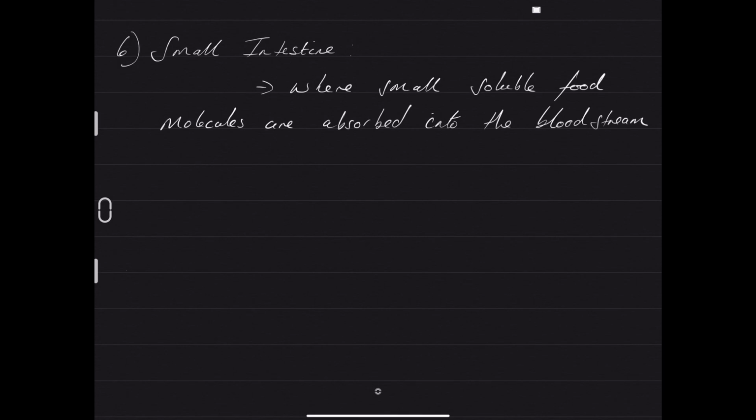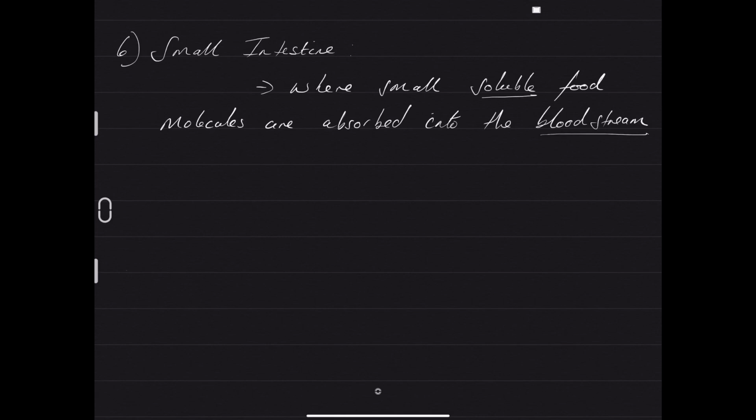Now this is important because when you start to consume food, it's not always in a soluble format, and this is why we have different mechanisms to break down the food, either mechanical or chemical, to make it into something that's smaller and soluble, so that the food is in a format that is easily absorbed into the bloodstream.